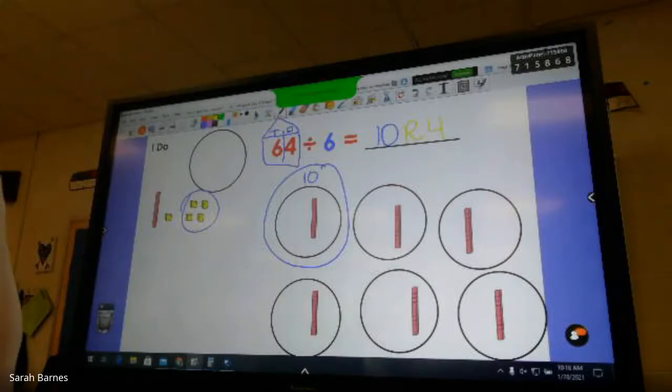So, Miss Barnes, because when we divide, all the groups have to have the same amount. They all have to be equal. So you only had to choose one of them for your answer because all the circles are equal, right? That's exactly right.